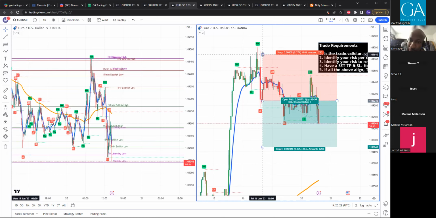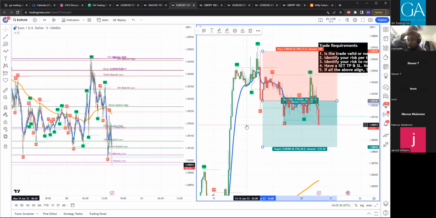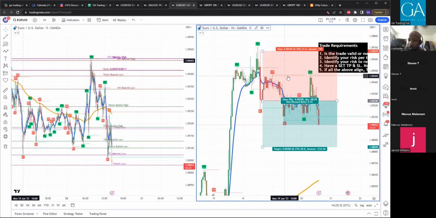If I really wanted to be safe, guess what? I could have used my stop above that previous high. But 40 would have been sufficient. Unfortunately, for this trade, it would have gone 50% in drawdown.